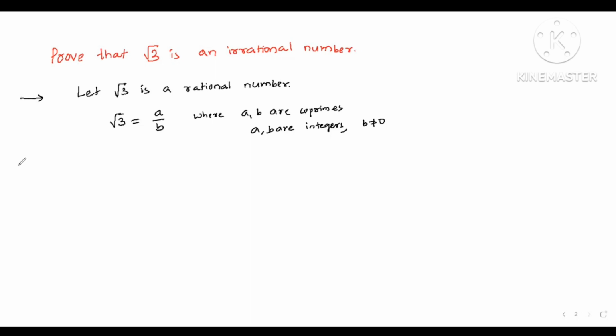Everyone should write step 1. After that, we transpose this b to the left side, we get b into root 3, or root 3 into b, equal to a. Now we do squaring on both sides.